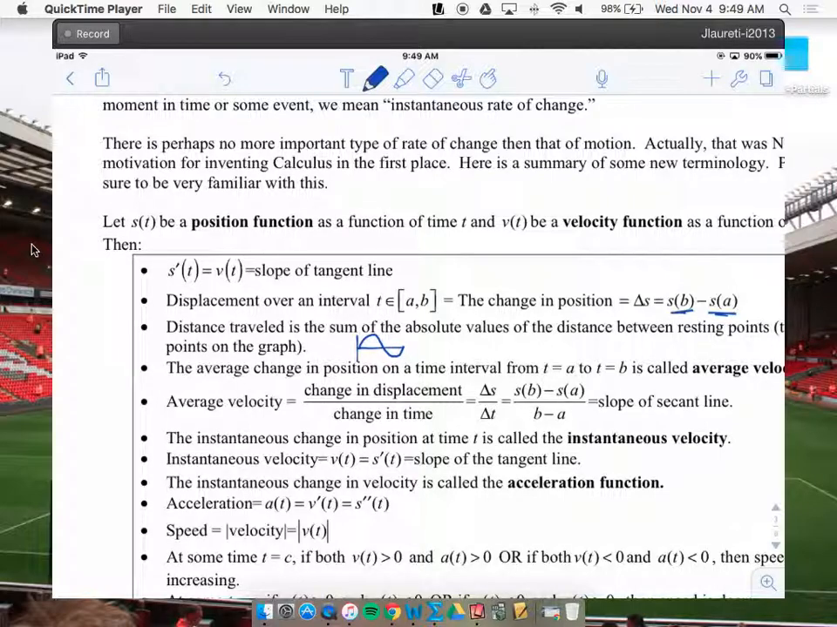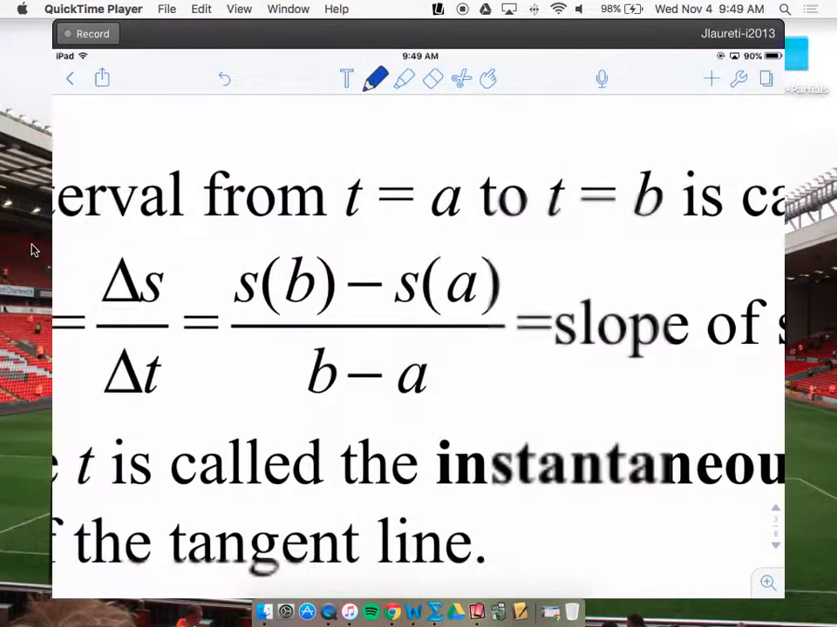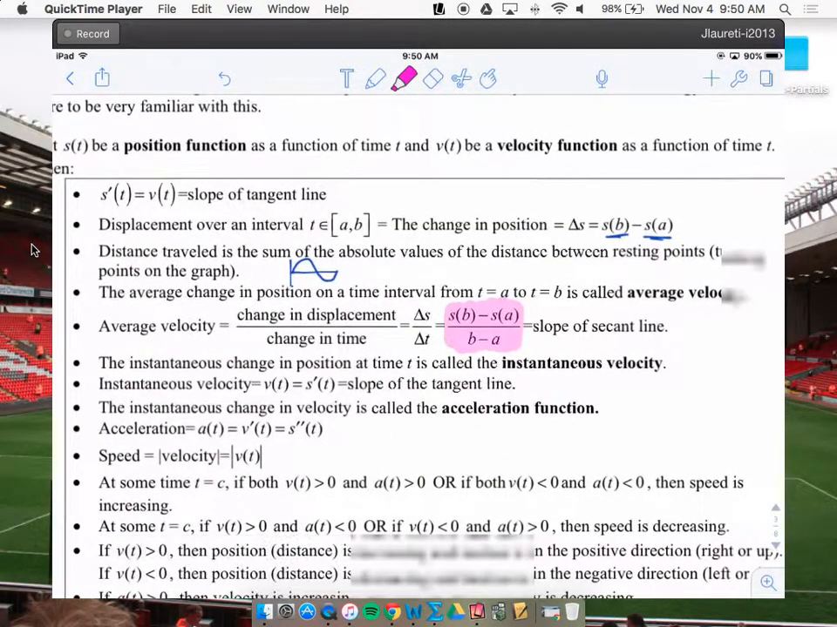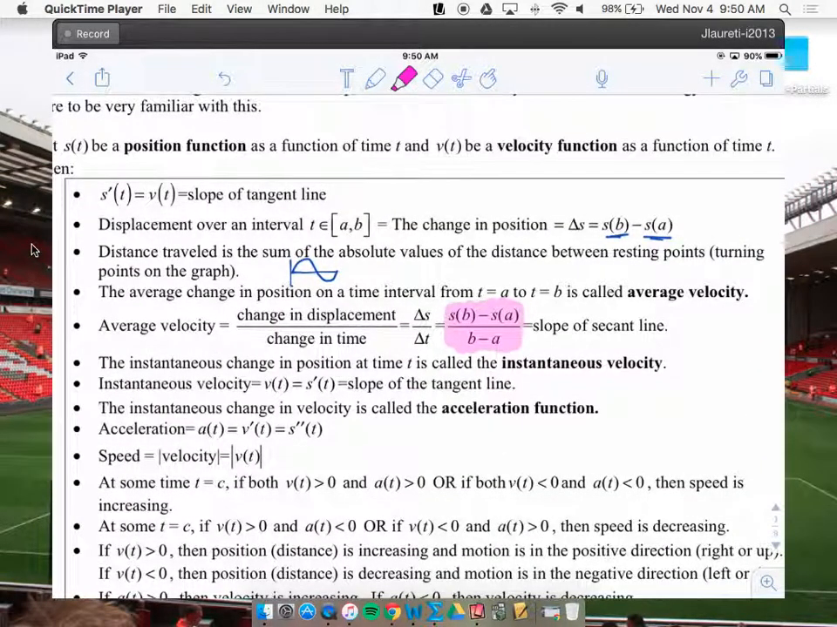Average change in position is called the average velocity, and you get it by using this difference quotient setup. It's the change in position, which is what you get on the top, over the change in time. That's your algebra 1 way of figuring out the slope of the line. Instantaneous change in position is instantaneous velocity. So again, if you just take the first derivative, that'll give you the velocity.